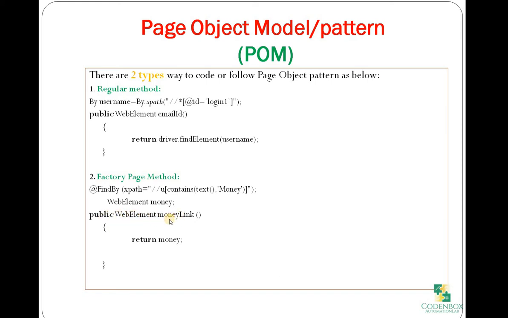So now it's the same thing like I did for the first regular method. I have to create a method, like I create a method money link, and then I return just the money, because the money has the whole idea about my locator. So I just return the money. It means I return the knowledge about the web element, and then I call this method, money link, from my test classes whenever I need. Okay, so let's go back to our Eclipse and do some real example.